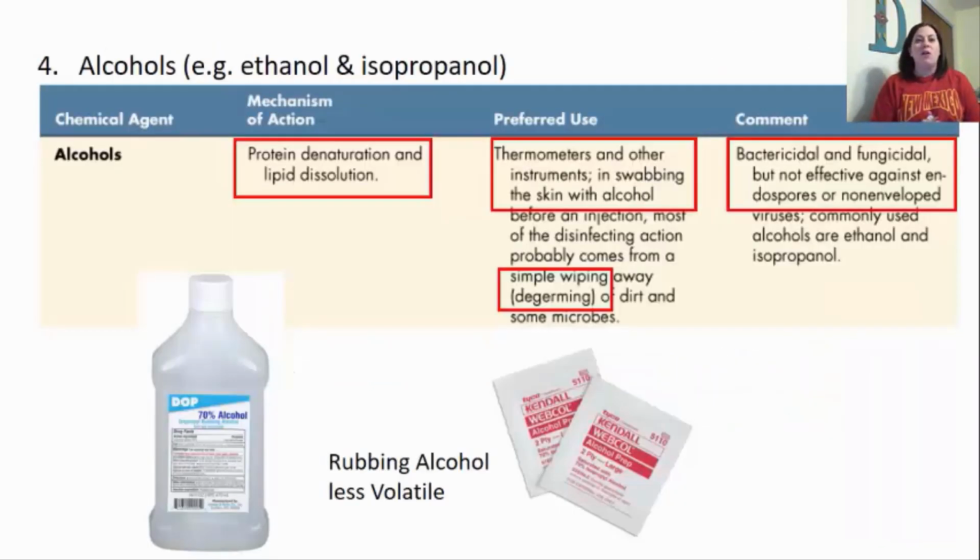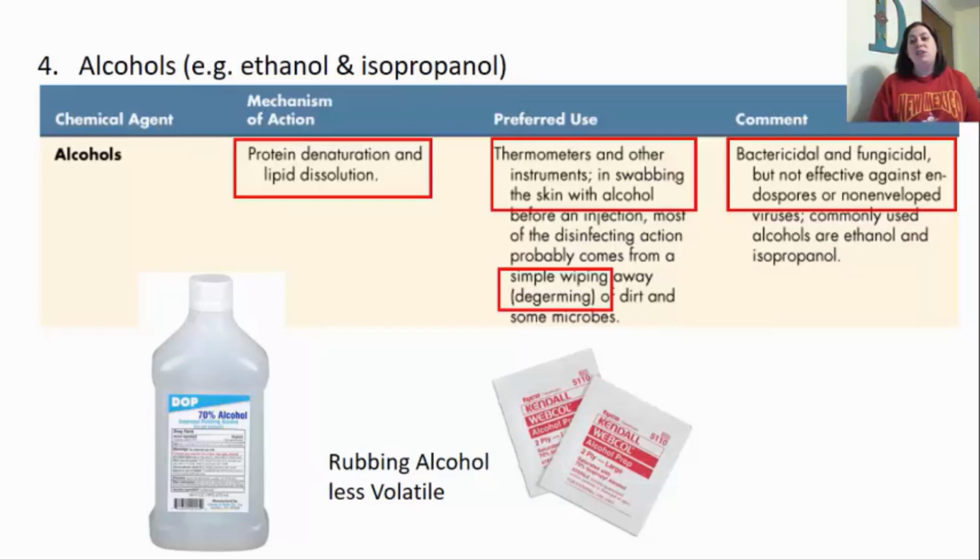The next group are the alcohols. These include things like ethanol and isopropanol. These are going to do protein denaturation and also lipid dissolution, meaning that it's going to dissolve the lipid components, the fats. We use these a lot of times with thermometers and other instruments. We do this also to swab the skin with alcohol before we give a shot. The whole point there, though, is it's simply wiping it away, so it's more of a degerming than an actual sterilization.